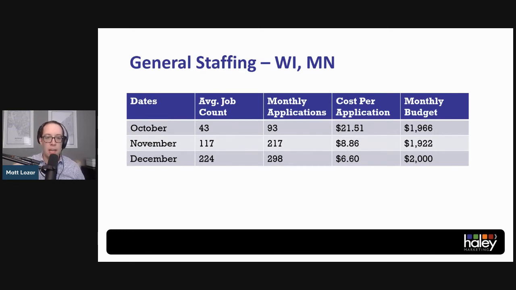Kept their budget the same in November when compared to October. Tripled the job count almost, and applications went up by more than double. We went from 93 to 217 applications in just 1 month. Cost per application went down from $21 to just under $9. Budget stayed the same. In December, more aggressive, doubled that job count. So in 2 months, we increased the job count by 5x. We received 2x the applications, 200% more applications, right? So we went from 93 to 298 applications. Budget stayed exactly the same. So for the same budget, just by increasing the jobs, that helped us.